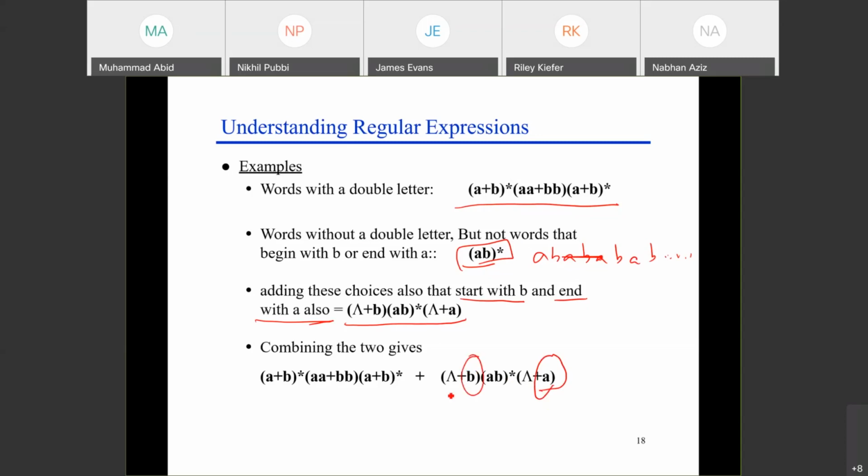You can generate A by this and BB by this and AB by this and BA by this also, because if you get B from here, you got lambda from here and A from here. So it is BA. So yes, it is equal to A plus B whole star. Combining the two gives you A plus B whole star. So this way you can figure out whether this is equal to A plus B whole star or not.